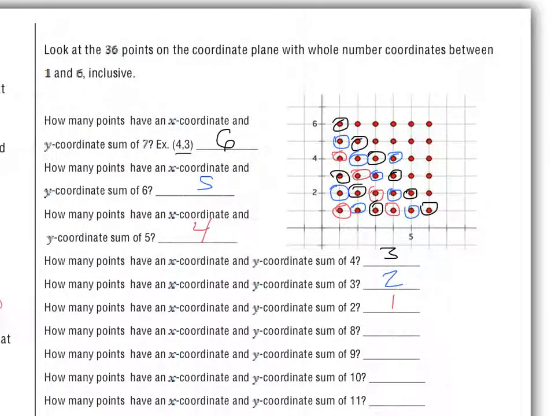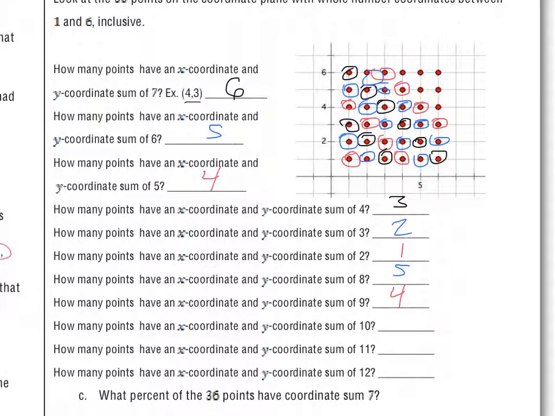And going back the other direction, sum of 8, that's going to be like 4, 4, 5, 3, and so on. So that's going to be these over here. There are 5 of those. Sum of 9, that's going to be our combinations of 5, 4, 6, 3, 3, 6. 4 of those. As we can follow the pattern here, we would expect this to be 3, 2, and then 1.